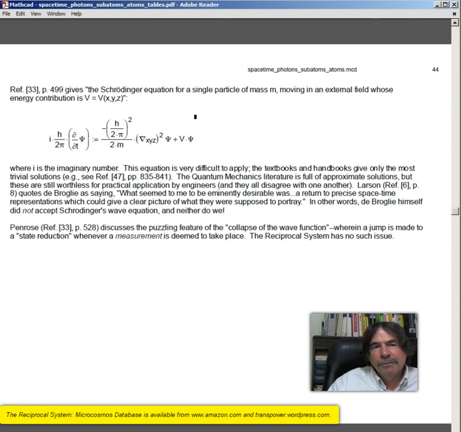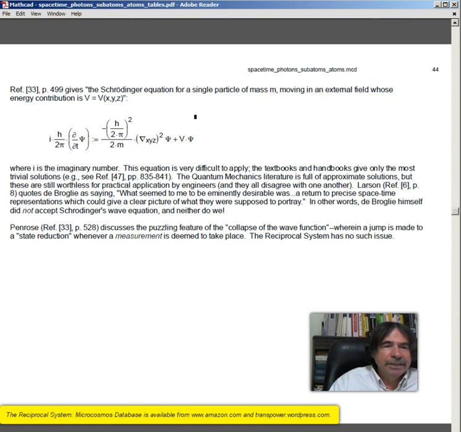Reference 33, page 499 gives, quote, the Schrödinger equation for a single particle of mass m moving in an external field whose energy contribution is V equals V as a function of x, y, and z. And you can see the Schrödinger equation, where i is the imaginary number. This equation is very difficult to apply. The textbooks and handbooks give only the most trivial solutions. For example, see reference 47, pages 835 to 841. The quantum mechanics literature is full of approximate solutions, but these are still worthless for practical application by engineers, and besides, they all disagree with one another.